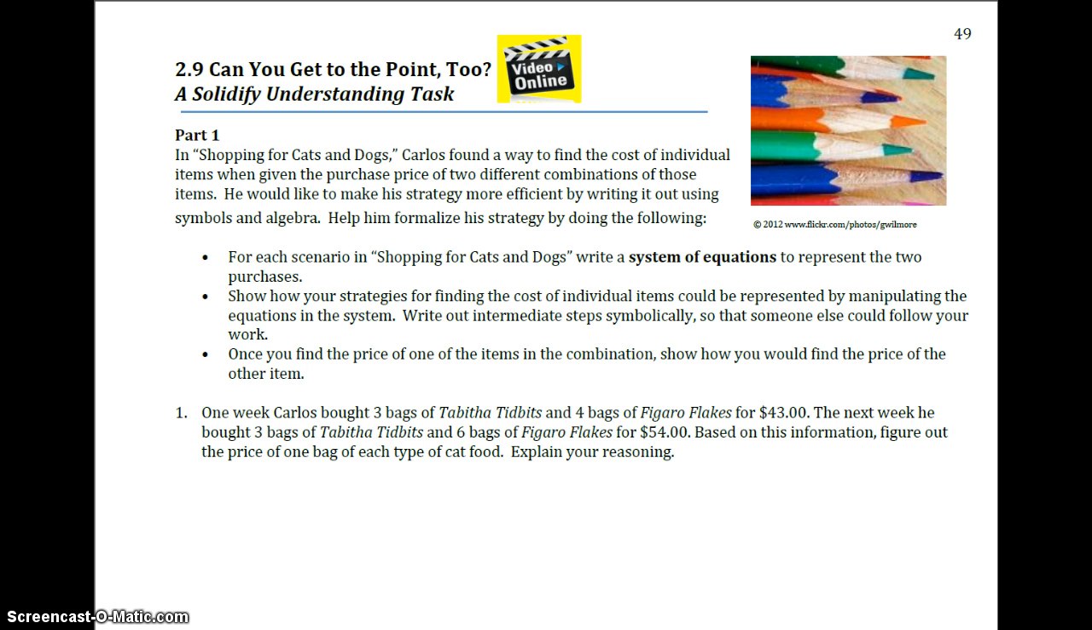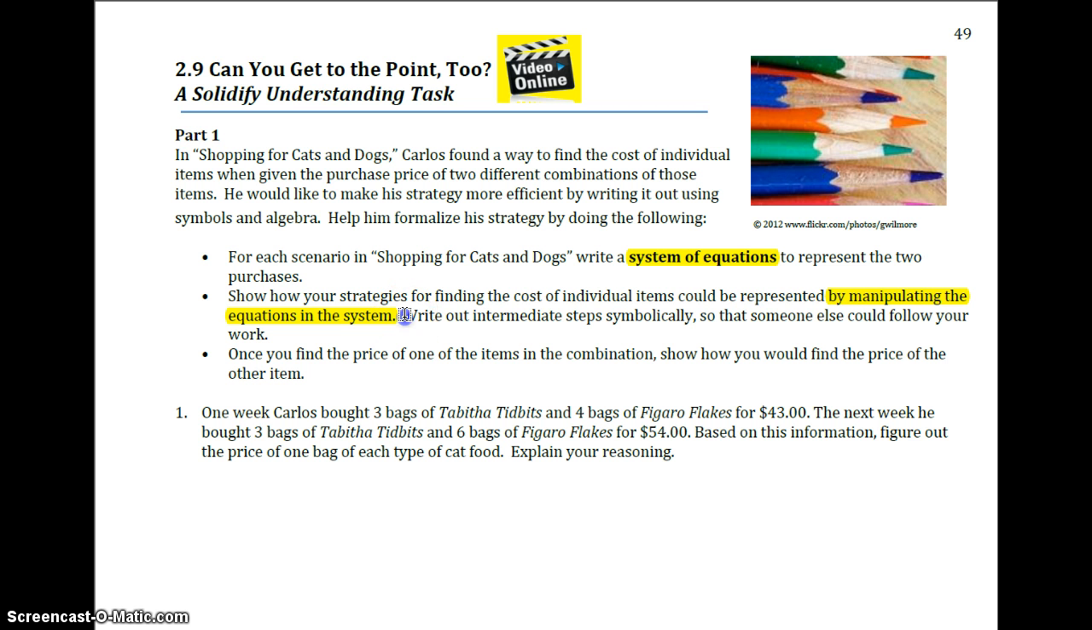So, your job is to write a system of equations that represents these purchases. I want you to write a system of equations to represent the purchases, and I want you to show the strategies for finding the cost of the individual items by manipulating equations. Again, not through substitution.